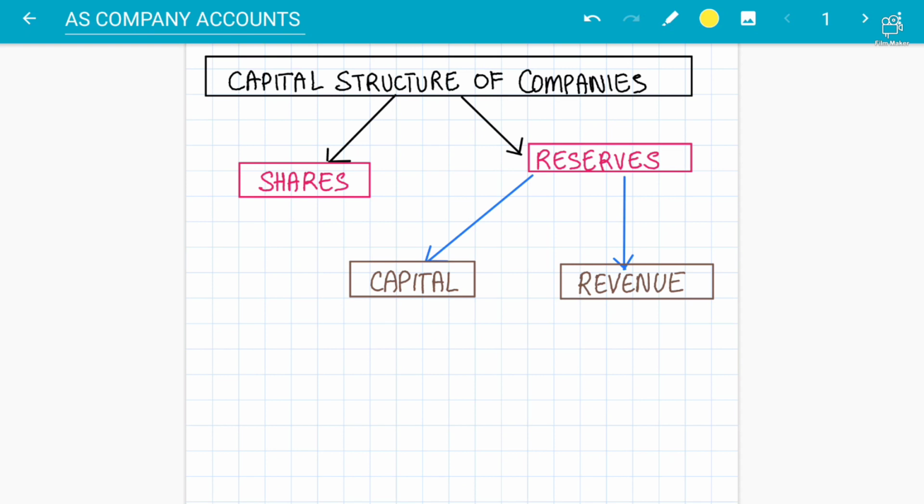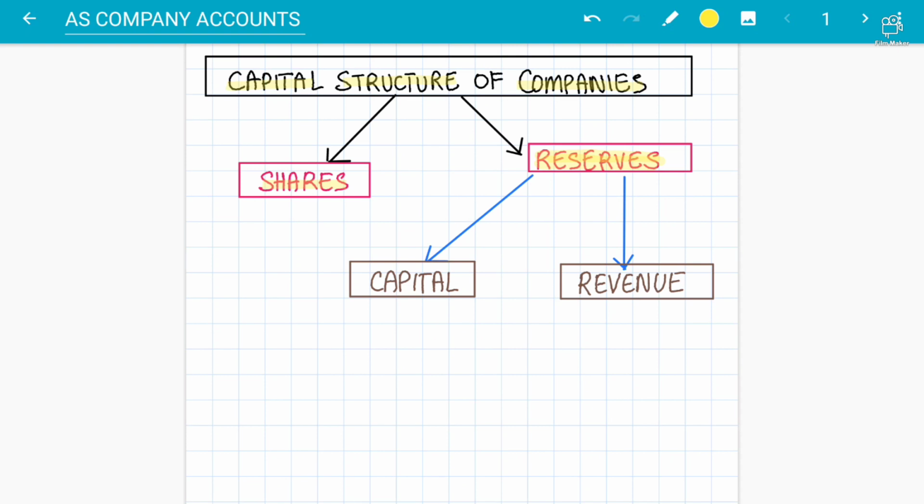Make sure to take notes and understand the concepts very carefully and the definitions that we are going to discuss. Okay, so basically we understand that we have a capital structure of the companies which is made of two parts, two components, that is shares and reserves. So today we are going to discuss the reserves in this short video.